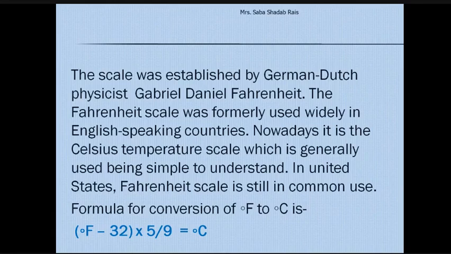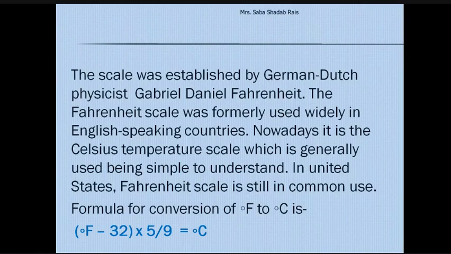So we want the most widely accepted form which we can use. So you must remember the formula also. So what things are we going to remember? We are going to remember the name of the scale, the name of the discoverer, then the boiling point, the freezing point, and how you can convert it to Celsius.